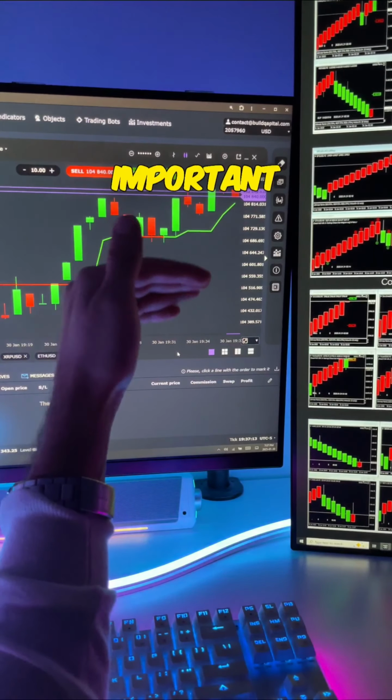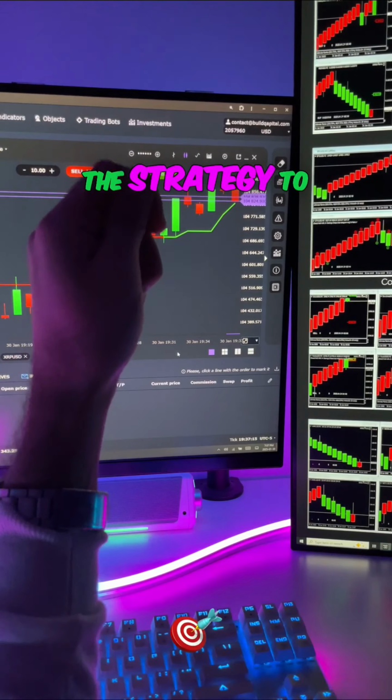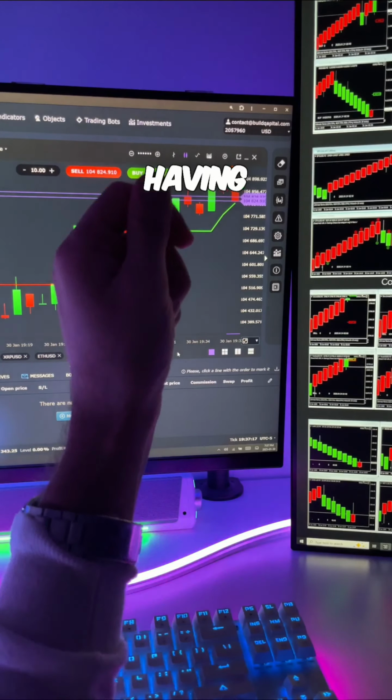So it's always important to add layers to the strategy to increase the chances of having a successful trade.